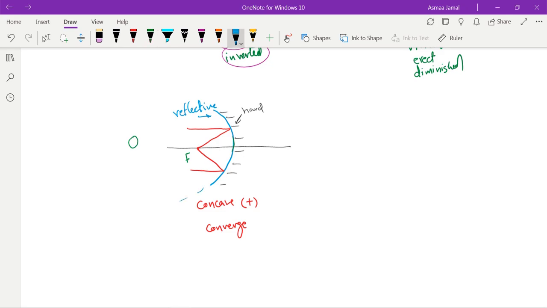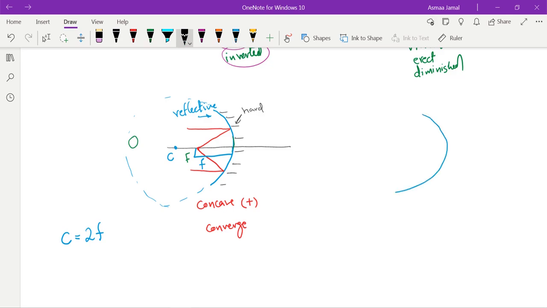The sphere that we cut our mirror from has a center. The center of this sphere equals 2 times the focus point, which means the center of the mirror is equal to 2 times the focal length. The distance between the mirror and F, the focus point, is the focal length.